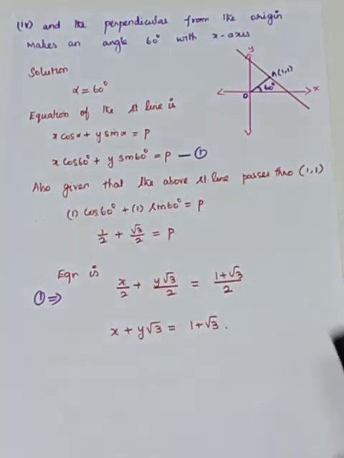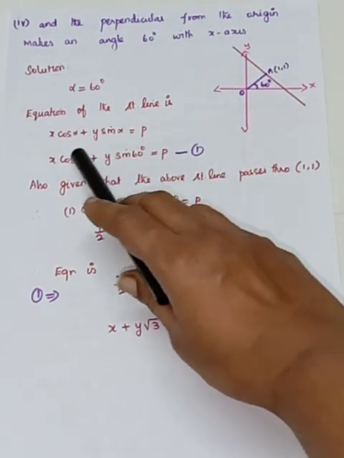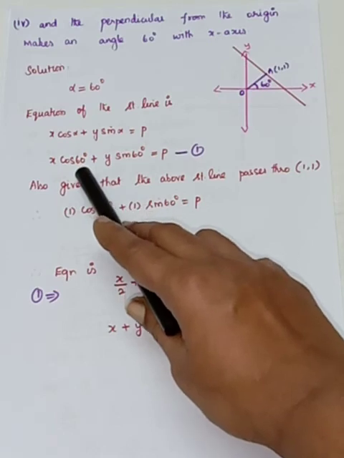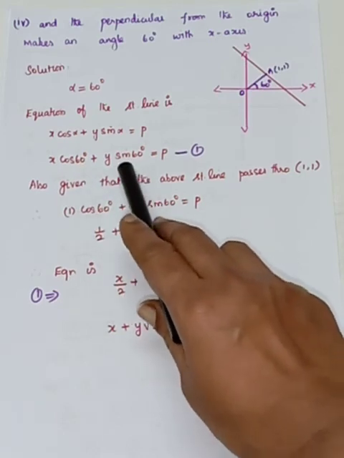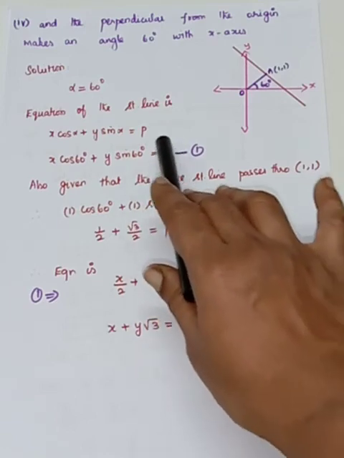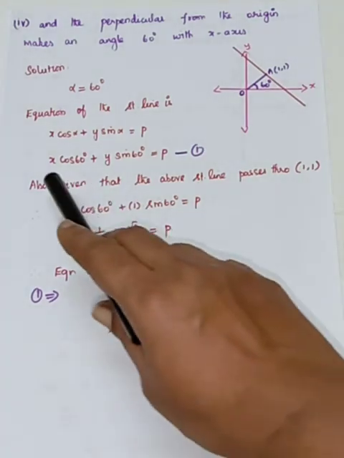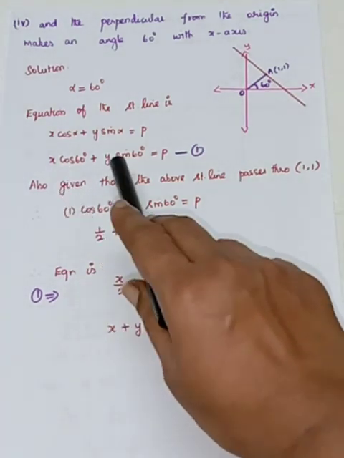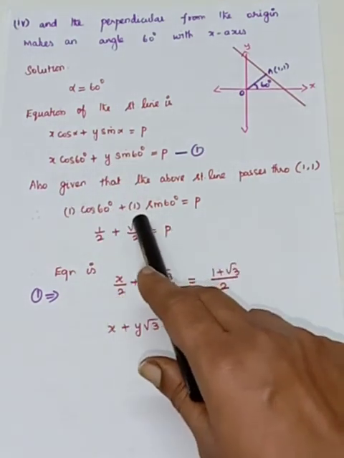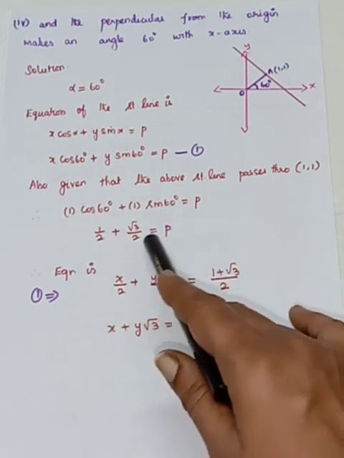Here we are going to use the formula normal form, that is x cos alpha plus y sin alpha is equal to p. So in the place of alpha we have substituted cos 60 degree and y into sin 60 degree is equal to p. It is also given that the straight line passes through 1 comma 1. So in the place of x you have to substitute 1, in the place of y also you have to substitute 1. So cos 60 degrees 1 by 2, sin 60 degrees root 3 by 2 is equal to p.